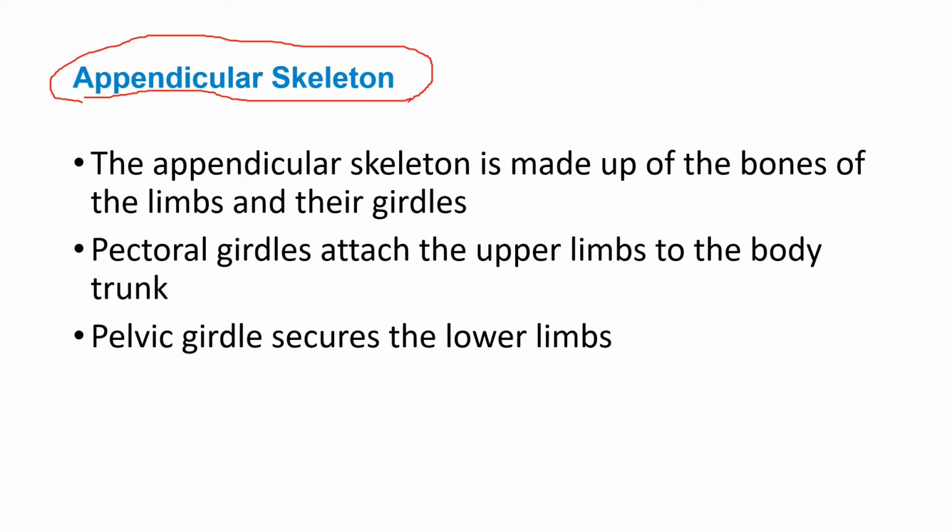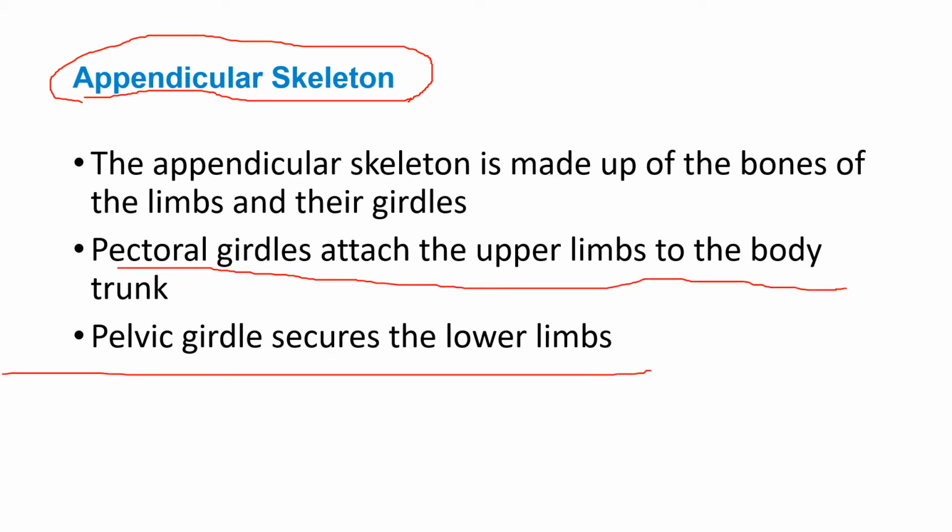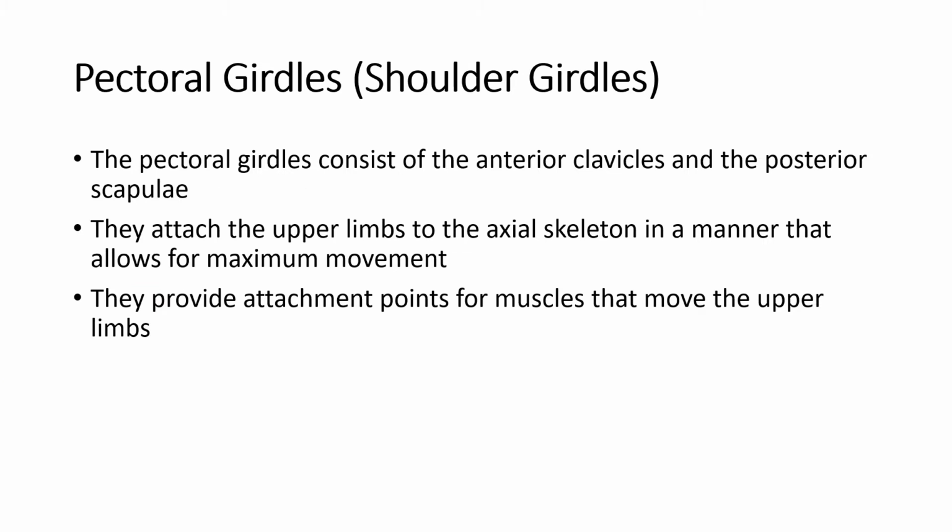That includes your pectoral, pelvic girdles, your upper extremities, and your lower extremities. So it's made up of bones of the limbs and the girdles. And we know the pectoral girdle attaches the upper limbs to the body, and the pelvic girdle secures the lower limbs. This recording today is going to be focused on the upper extremity and the pectoral girdle.